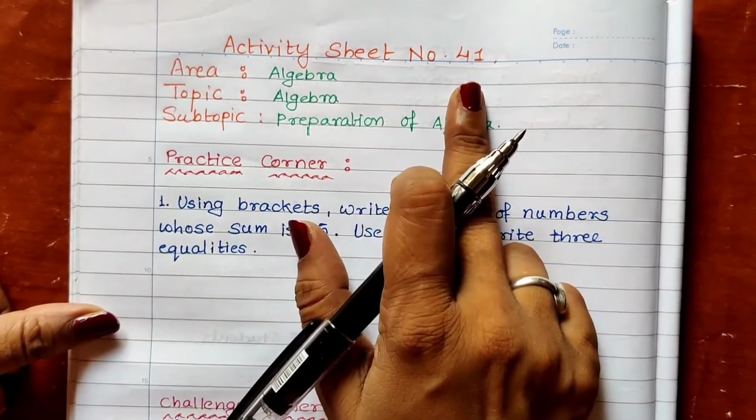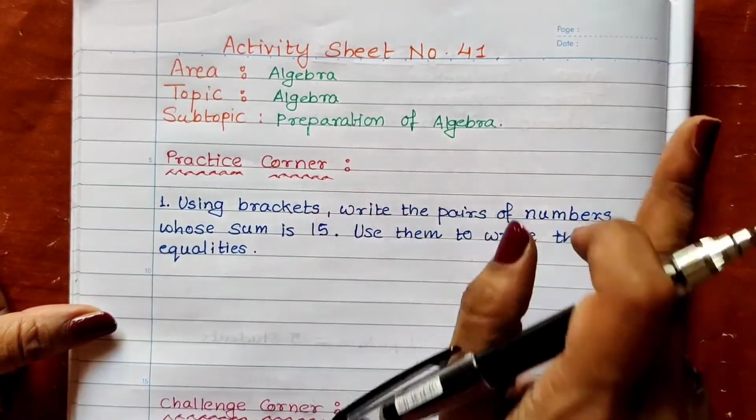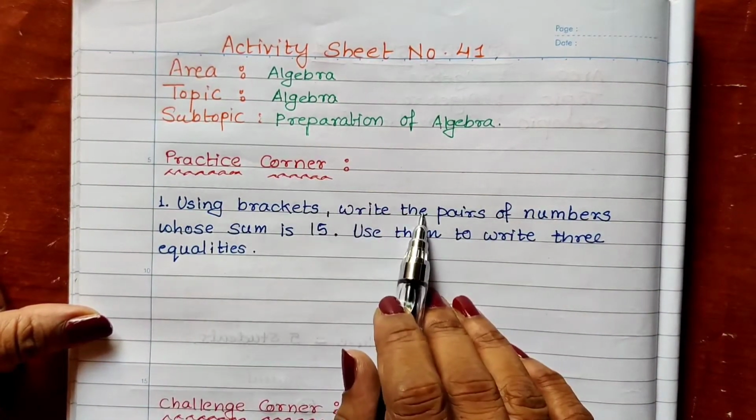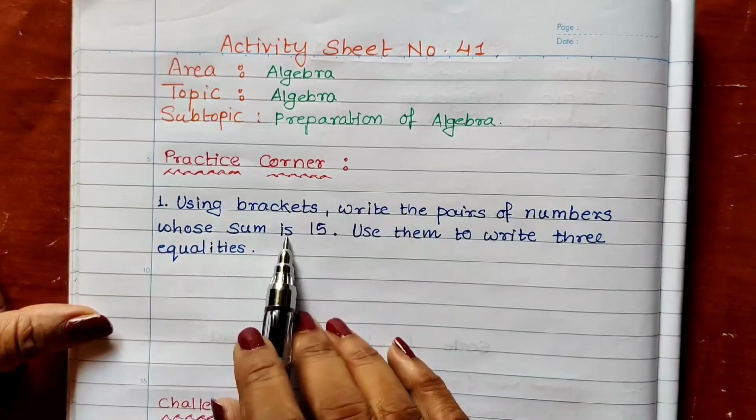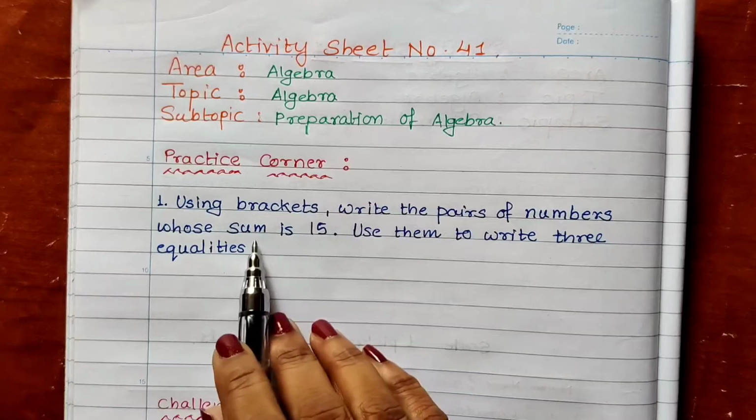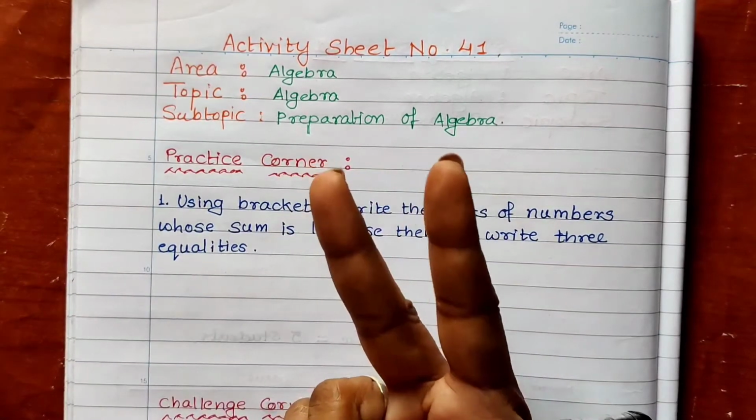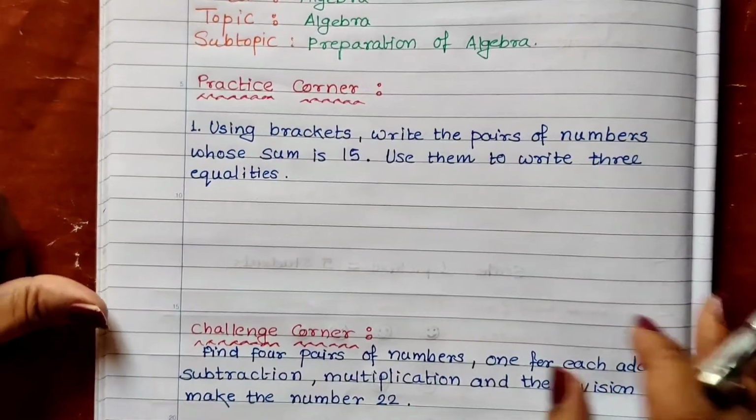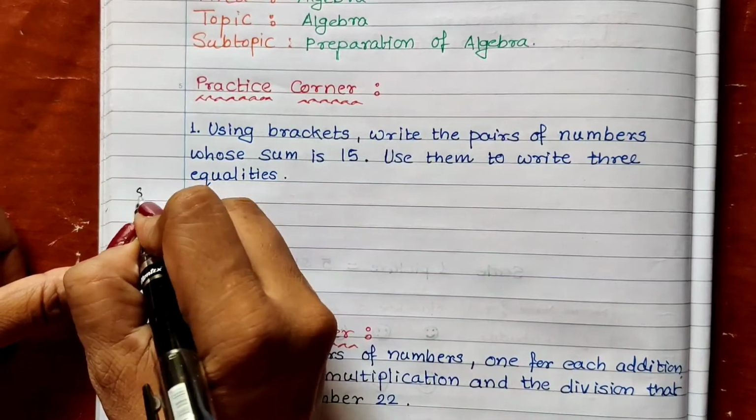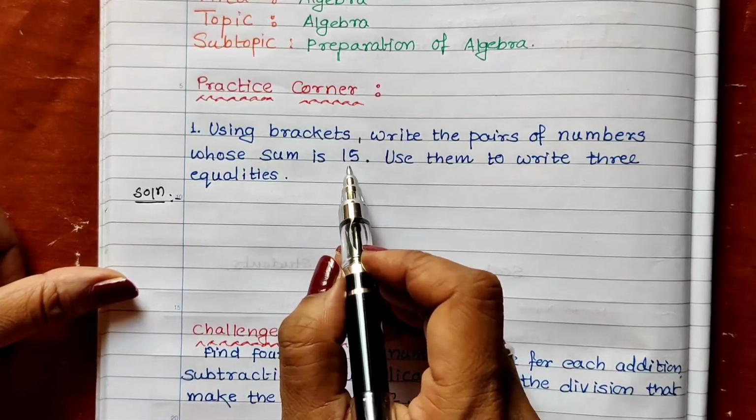So this is activity sheet number 41. Area is algebra, topic is algebra, subtopic is preparation of algebra. In practice corner, the question is: using brackets, write the pairs of numbers whose sum is 15. Sum means total, addition is 15. So first we will write the brackets in which we write 2 numbers whose total should be 15, and afterwards we will see what is the next part of our question. So in the solution, first write the brackets where we get sum 15.